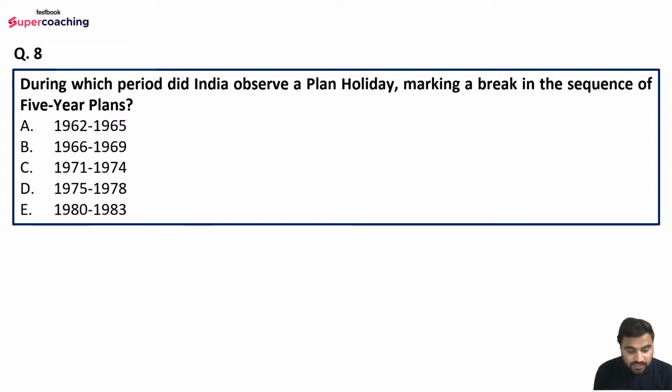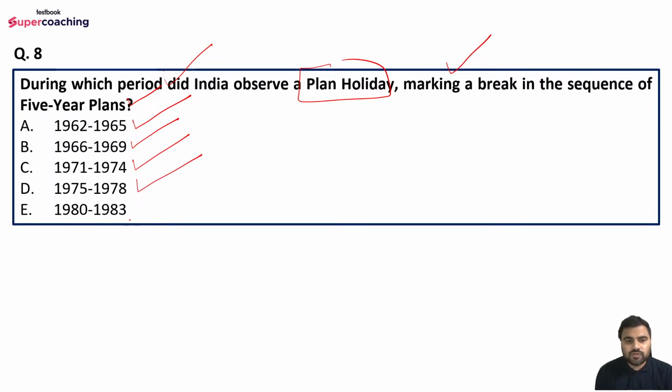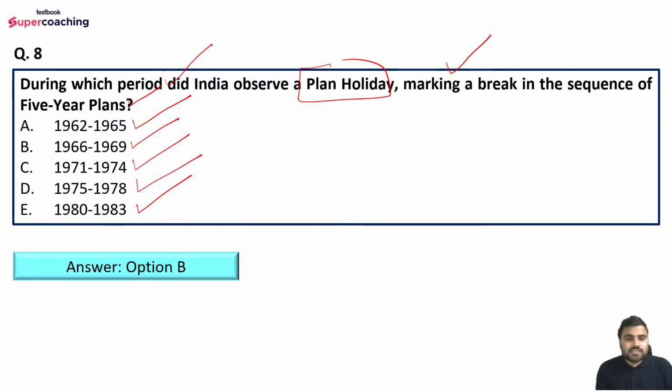Moving on to question number 8. Question number 8 is, during which period did India observe a plan holiday? Okay, in which period did India observe a plan holiday, marking a break in the sequence of 5 year plans? Options are 1962 to 65, 1966 to 69, 71 to 74, 75 to 78 and 1980 to 83. Tell me, during which 5 year plan did India observe a plan holiday? So the right answer would be option number B, between 1966 and 1969 India observed a plan holiday.